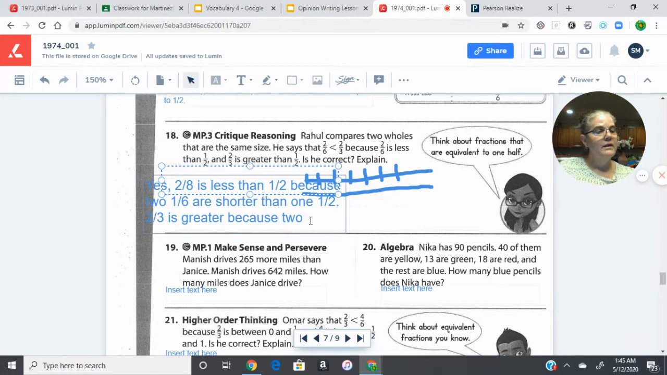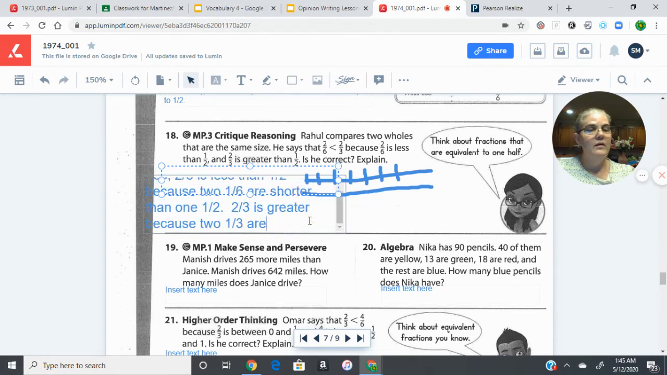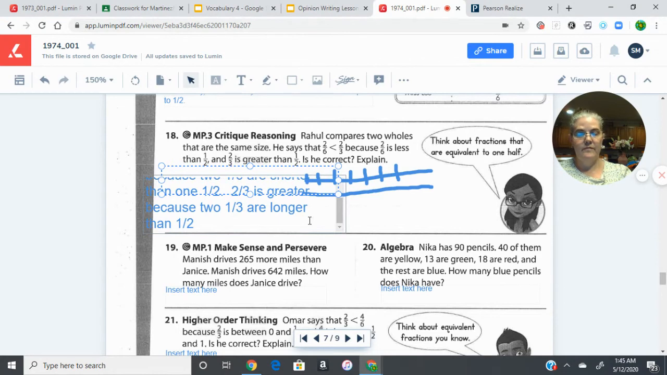All right, because 2 1/3 pieces are longer than 1/2. All right.